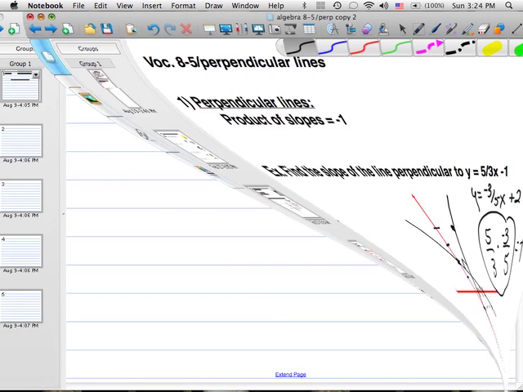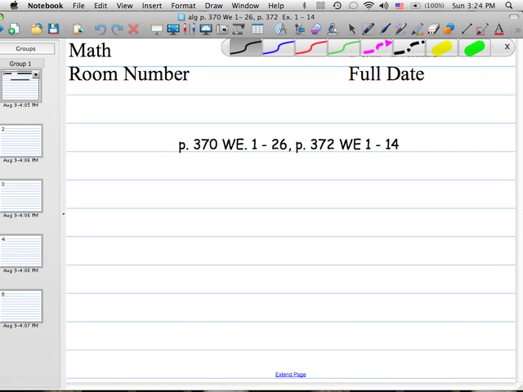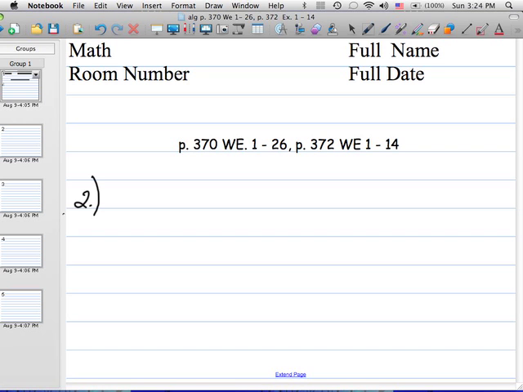We're ready to do the assignment, so head your paper, skip a line, put the title down, fold it in half, and we're going to start on page 370, number 2.